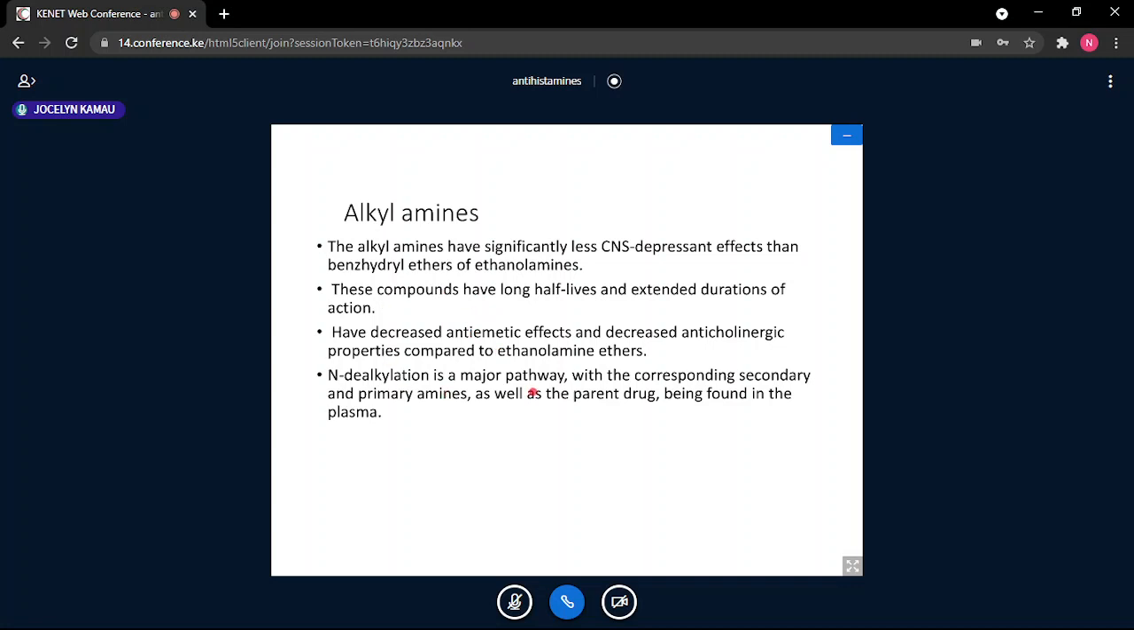And dealkylation is a major pathway, with the corresponding secondary and primary amines, as well as the parent drug, being found in the plasma. Of course, when you look at all these drugs, they do have alkylamino groups, and therefore they can undergo oxidative N-dealkylation.